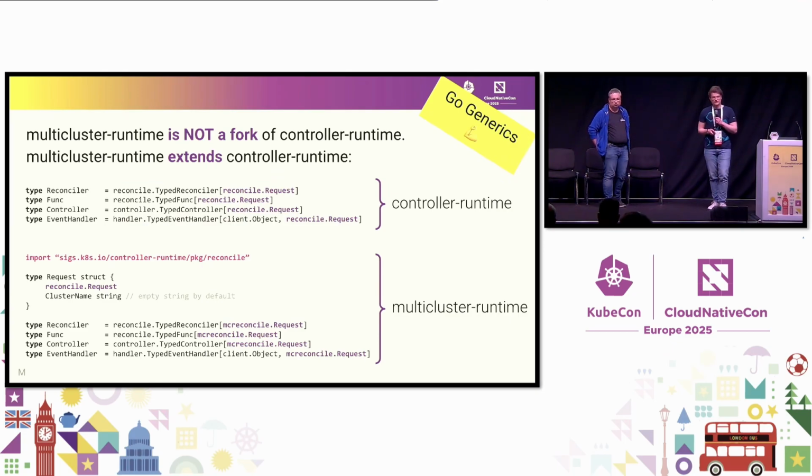This is really important to stress for us. Multi-cluster runtime is not a fork of controller runtime. It's a testament to controller runtime's architecture, and most notably the Go generic support that was added, I think, last year, something, I don't know exactly. So multi-cluster runtime uses the generic types from controller runtime with the concrete multi-cluster aware types that we are adding in our packages. So not a fork. It's an extension. It's kind of an add-on that you can use on top of controller runtime, or in conjunction with controller runtime.